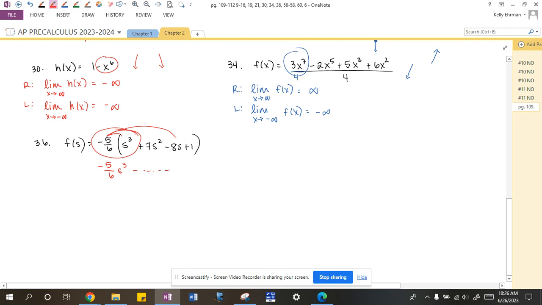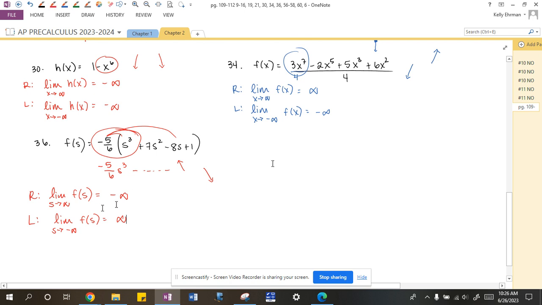So s to the third on the right side will fall down because this is negative, and the left side will do the opposite. So our right-handed end behavior is the limit as x approaches infinity of f of s. Oh, and this shouldn't be x. Again, all these little details kind of matter. This should be s. We're talking about the inputs, and the inputs for this function are s. The limit as s approaches infinity of f of s is equal to negative infinity. On the left side, the limit as s approaches negative infinity of f of s is equal to positive infinity.